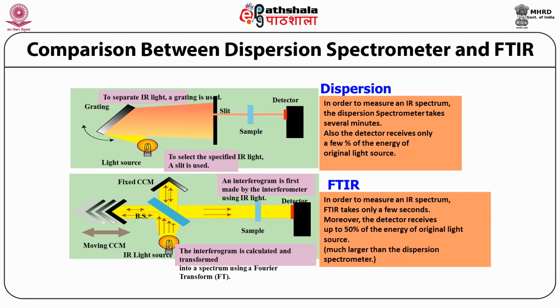However, in the case of FTIR, measuring the IR spectrum takes only a few seconds. Moreover, the detector receives up to 50% of the energy of the original light source, much larger than in the dispersive spectrometer. And the interferogram is calculated and transformed into a spectrum using the Fourier transform, and the interferogram is first made by the interferometer.